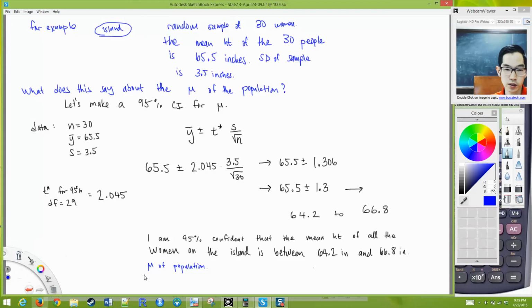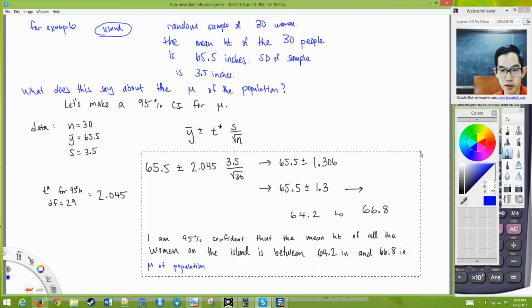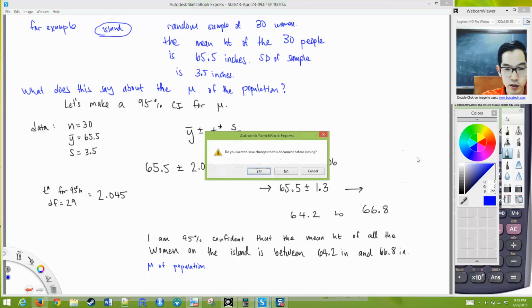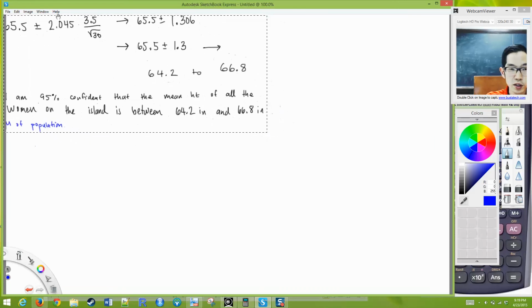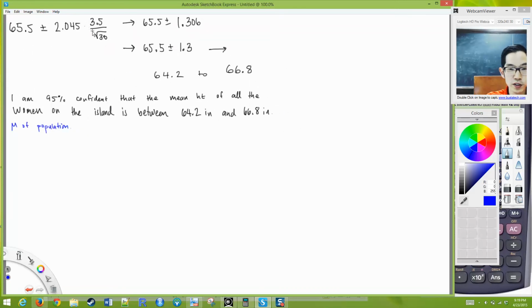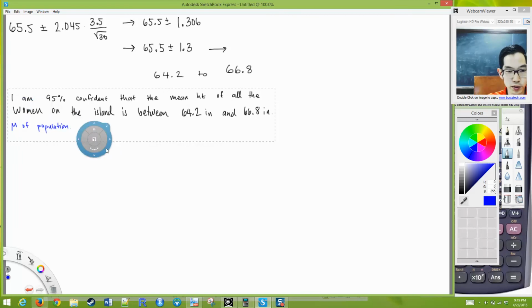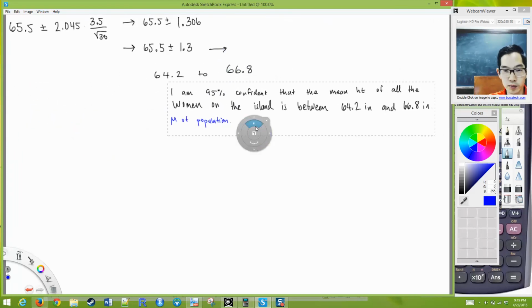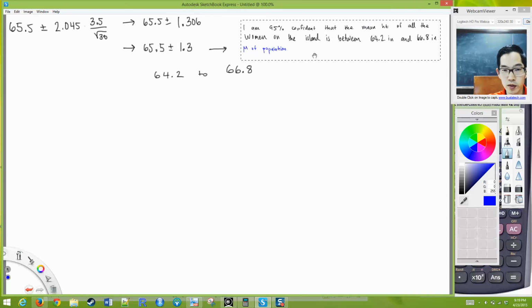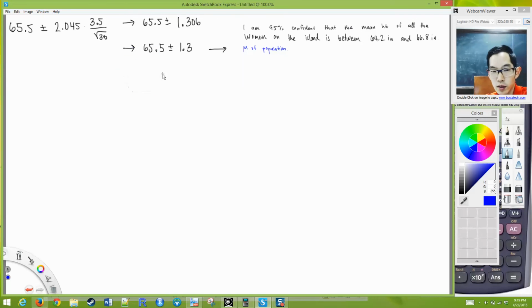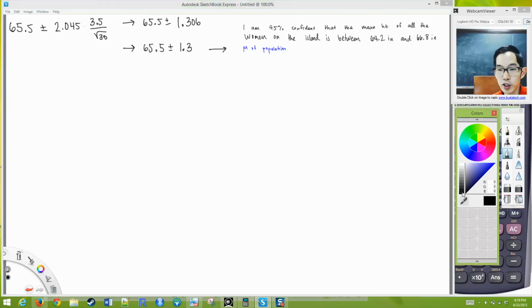So let me copy this right here. All right, so this is an appropriate interpretation of our confidence interval. I'm just going to move this over into this corner over here. Let's just cut that. Okay, so there are some incorrect interpretations.